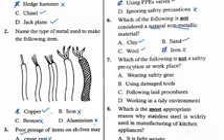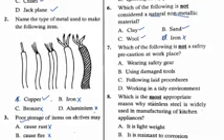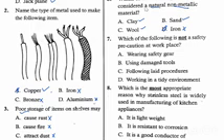Number 7, which of the following is not a safety precaution at workplace? So which one is not a safety precaution? A, wearing safety gear. B, using damaged tools. C, following lead procedures. And D, working in a tidy environment. So which one is not a safety precaution?